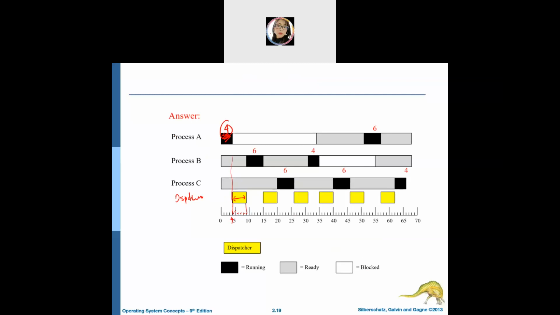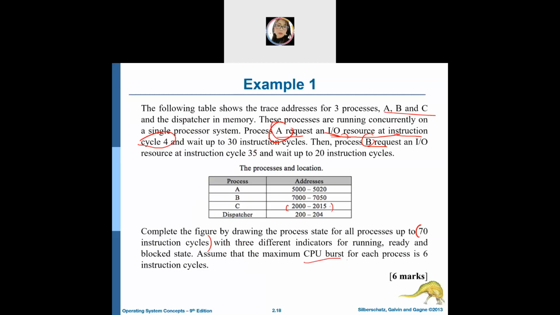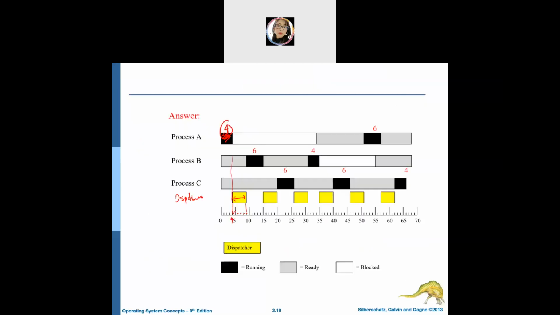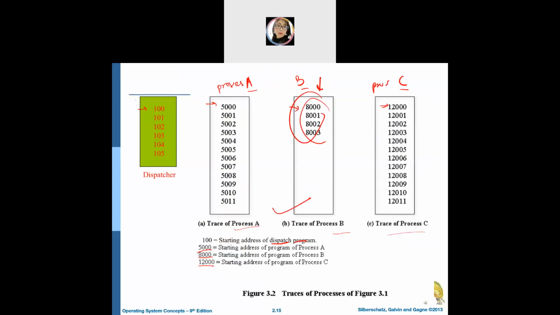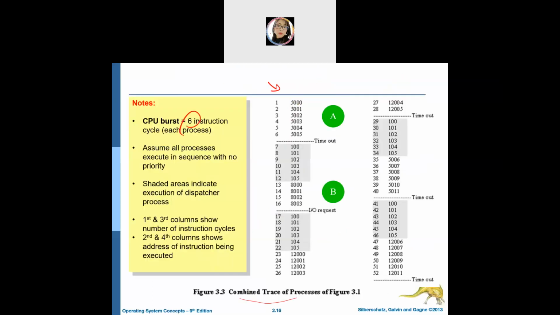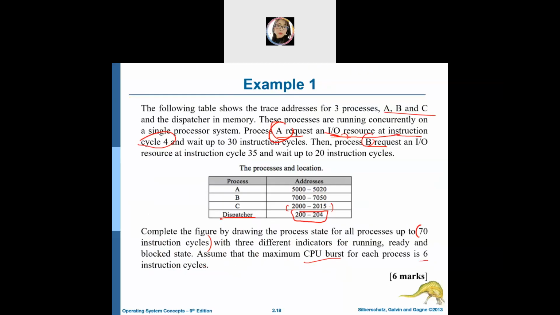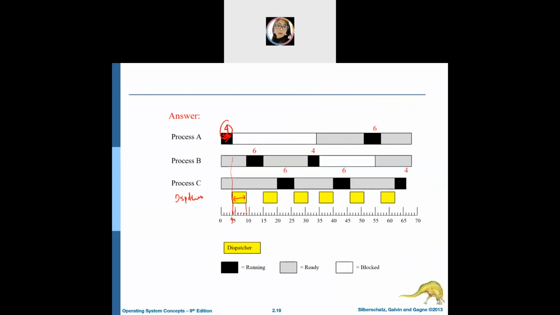1, 2, 3, 4, 5. Why is it just 5 here? You can have a maximum of 6. It gives you a CPU burst of up to 6 cycles. But your dispatcher is only from 200 to 204. That's why you have 5. Just now, in the previous example, our dispatcher had 1, 2, 3, 4, 5, 6. That's why your cycles were 6. Okay, this one is just to make you confused about which one you need to follow, this or this. So you have only 5 cycles, 5, 5.